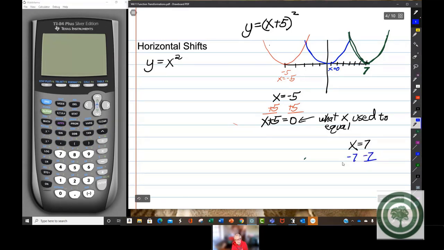So professor, if I'm understanding correctly, if it's x plus 5 and the y equals x plus 5, you shift to the left. And if it's negative, whereas x minus 7, you shift it to the right. You got it. Great. It's backwards from what you would expect.